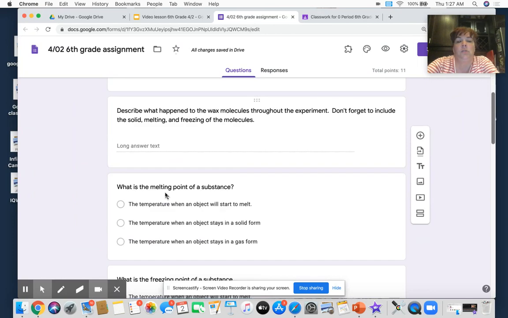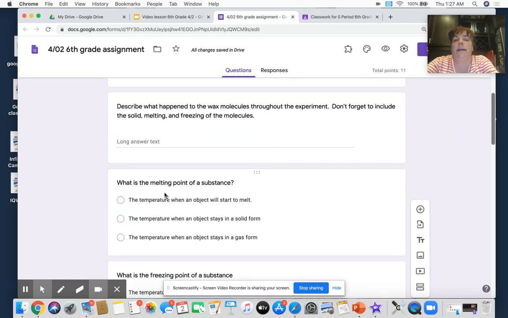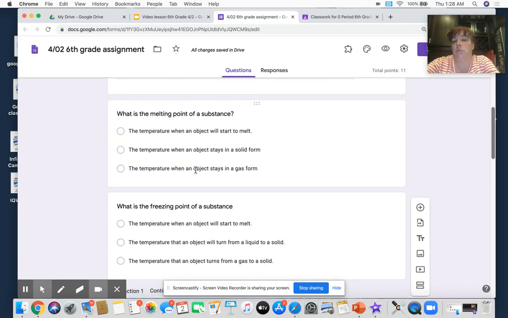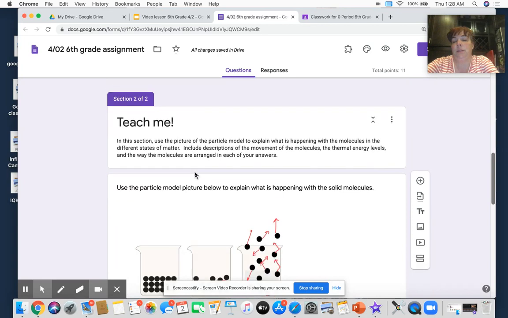Okay, you should be able to get your name and period. Describe what happened to the wax molecules throughout the experiment. Don't forget to include the solid part, melting point, and then the freezing point, or freezing parts. So there are 3 parts that you should be describing what's going on with those molecules. 3 points. Okay, I'll ask you a question. What's the melting point and the freezing point of a substance?